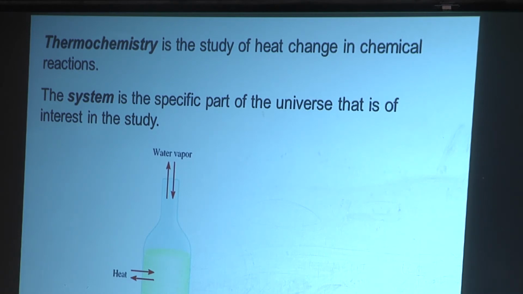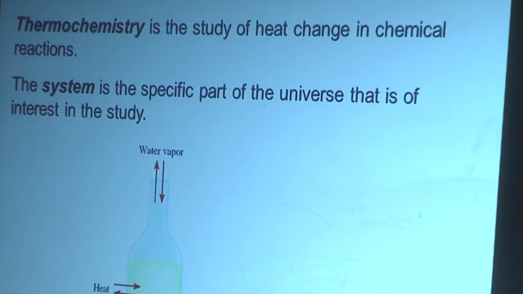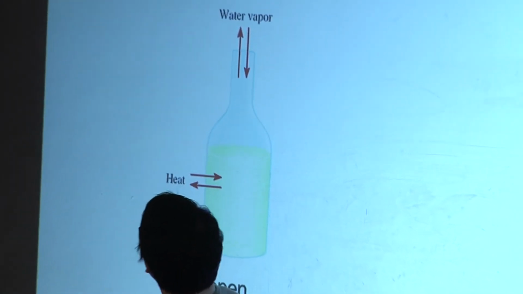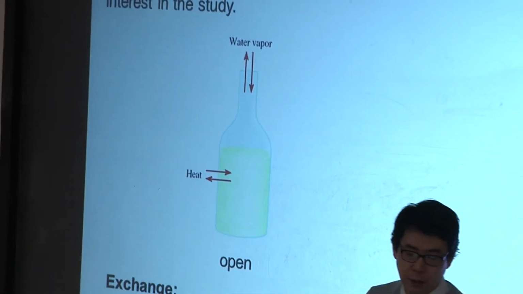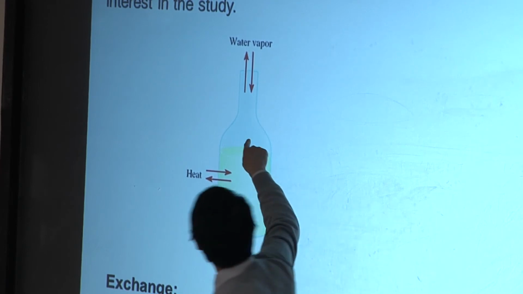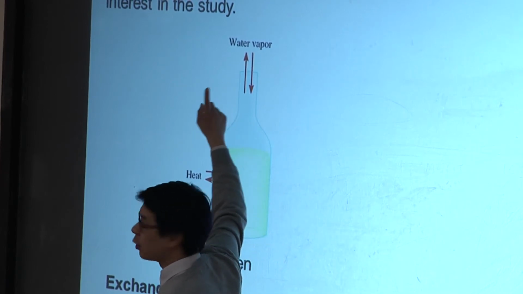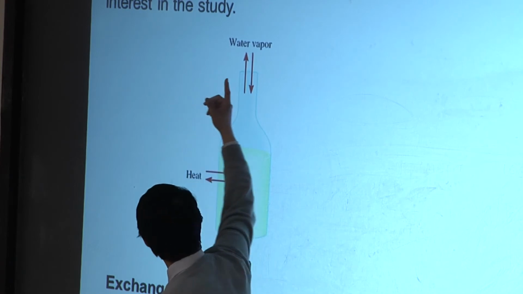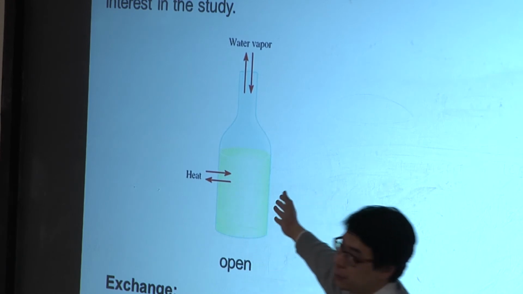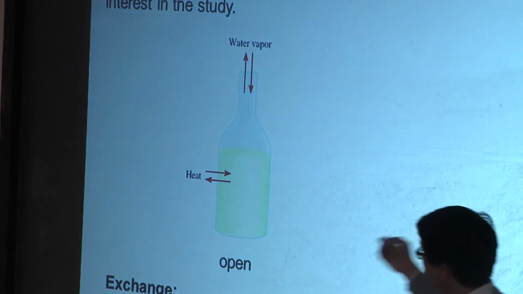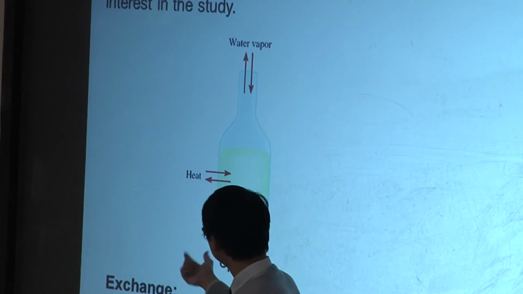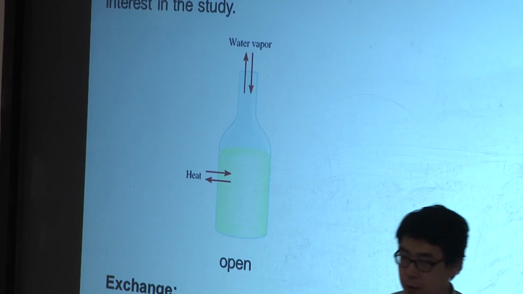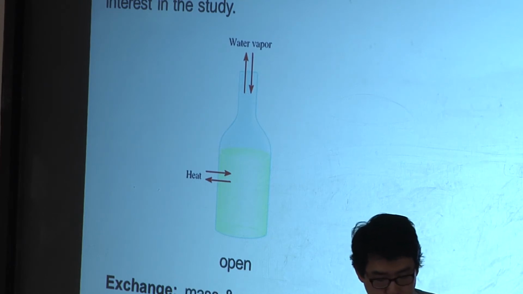There are a few types of systems. You have an open system. So what you have here is like a bottle of water that's open, no cap. What can exchange? Matter can exchange, so water vapor can go out. If you heat up the water, what's going to happen? Water vapor is going to go up and out of the bottle. And because it's just a thin piece of plastic or glass or something, heat can go in and out. So you're able to exchange both matter and energy, mass and energy.